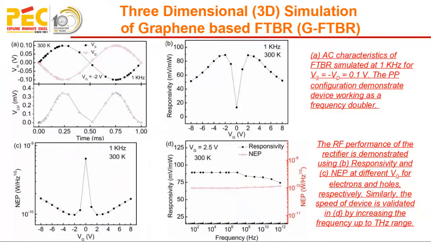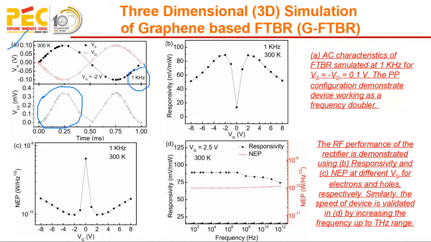So next is the AC characteristic of the device. If we consider figure A, this is the AC response. The push-pull response has been applied between Vs and Vd with the potential of 0.1 volt, and the output has been measured between the output terminals. So this is the ballistic rectifier characteristic, which resembles the same operation as that of a bridge rectifier. This response has been noted at 1 kilohertz frequency.